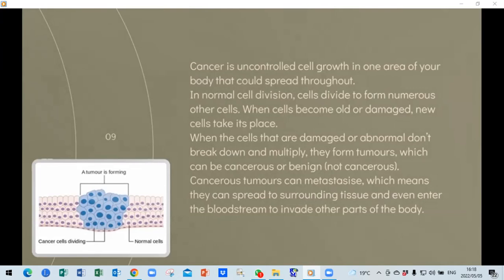In normal cell division, cells divide to form numerous other cells. When cells become old or damaged, new cells take their place. When the cells that are damaged or abnormal don't break down and multiply, they form tumors, which can be cancerous or benign. Cancerous tumors can metastasize, which means they can spread to surrounding tissue and even enter the bloodstream to invade other parts of the body.